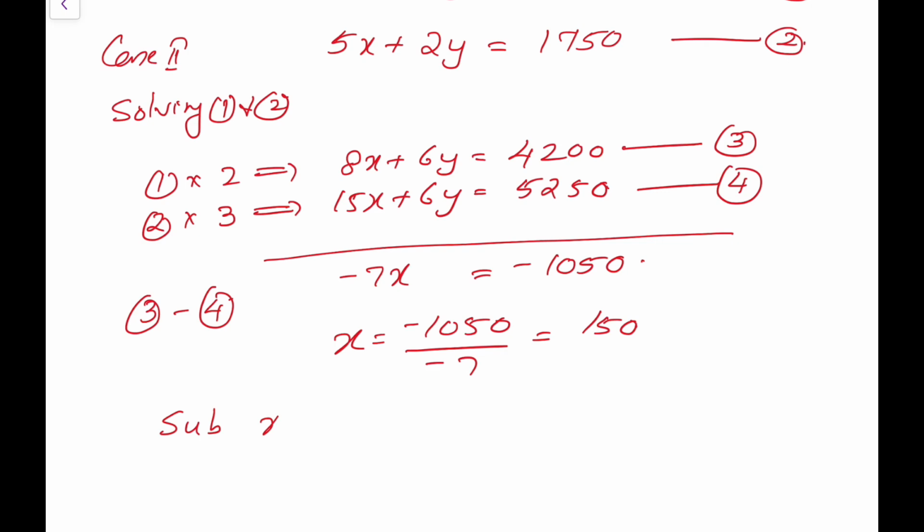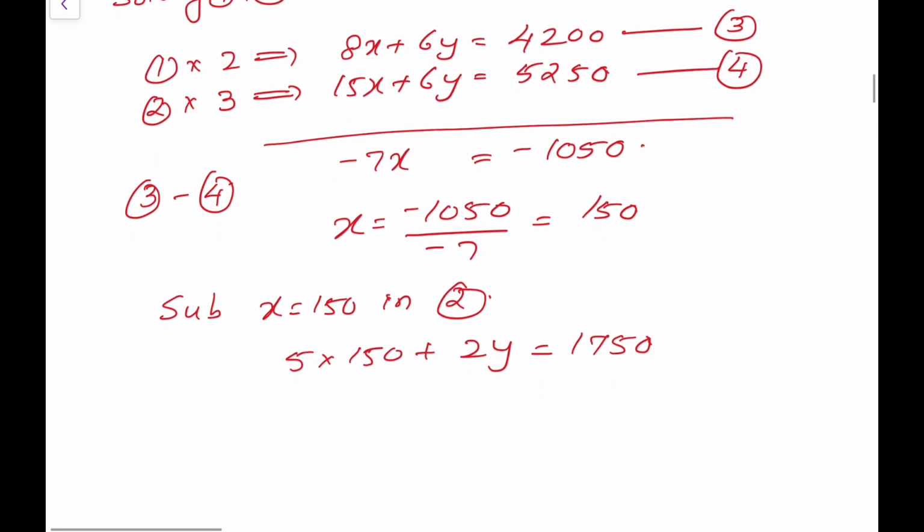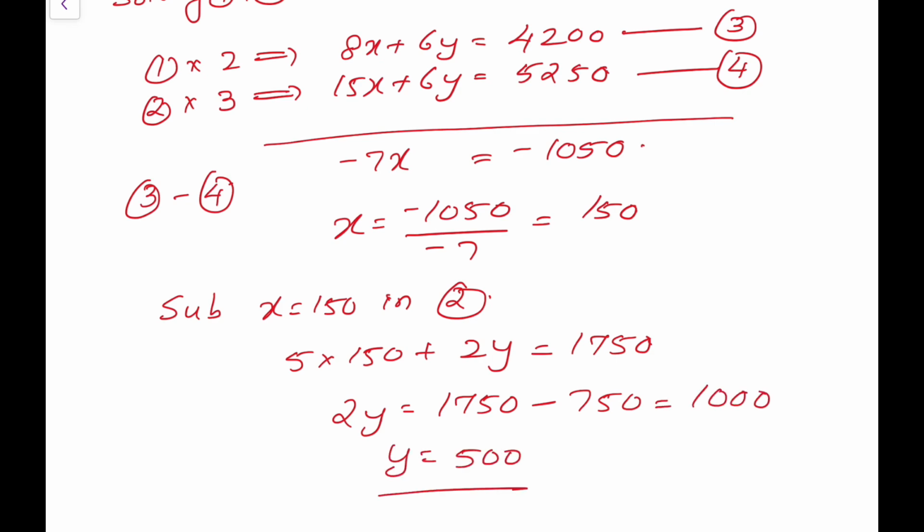Substitute x is equal to 150 in equation 2. So 5 into 150 plus 2y equal to 1750. In either first equation or second equation, any of the equations you can substitute. So 2y is equal to 1750 minus 750. So equal to 1000. So y equal to 500.